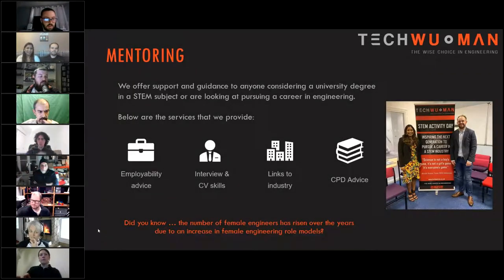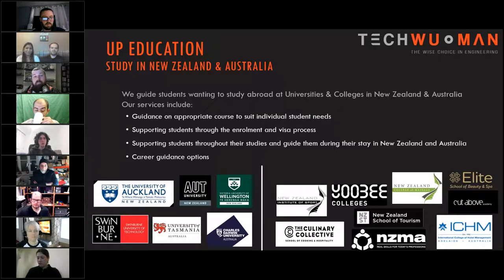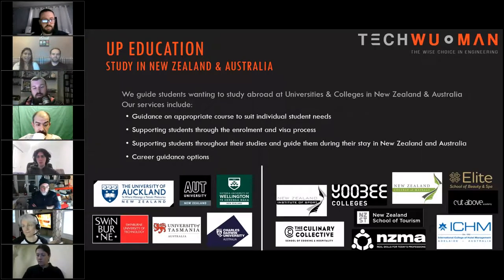As well as providing opportunities to be a Techwuman STEM ambassador, we also like to support those looking to pursue a career in engineering. In the current climate, we know how challenging it is to find a job and make yourself stand out from the crowd. As well as helping with people's CVs, we also advise on appropriate courses and accreditations, just to help get you started on your chosen career. We also have a partnership with Up Education to guide students wanting to study abroad at 6 universities and 13 colleges throughout New Zealand and Australia. We give guidance on the appropriate courses, and we support students through the enrolment process, the visa process, as well as throughout their studies and their stay in New Zealand or Australia. And the final thing is career guidance following the completion of their degree.